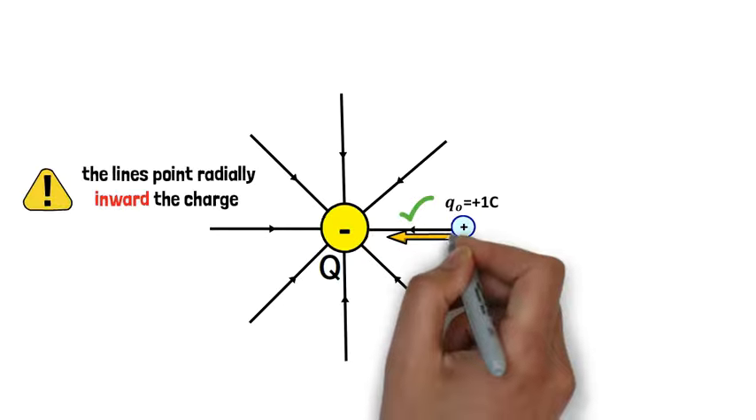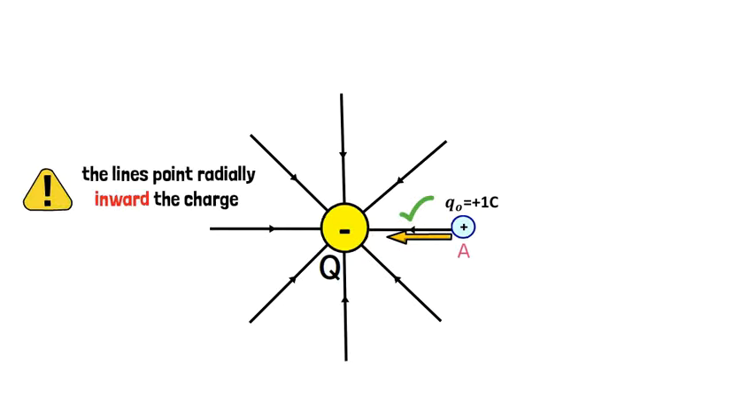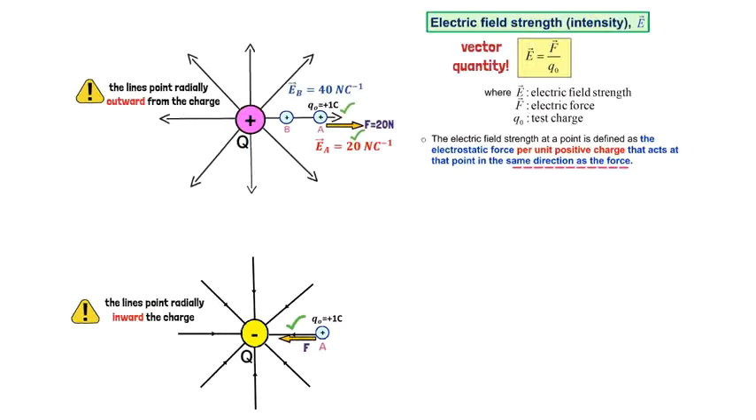Okay, sebab negatif dengan positif, so dia akan attract one another. So means that the direction of the electrostatic force on the test charge at point A must be towards capital Q. Dia mesti tertarik ke arah negative charge. So based on definition, you can see here that the direction of the electrostatic force and the electrostatic field here also the same, which is to the left.